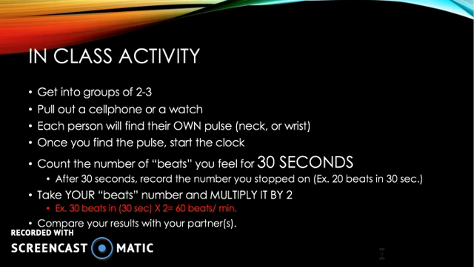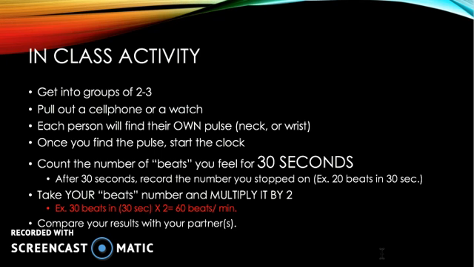After you get your number, record it on a piece of paper. Remember that it's whatever number you got in 30 seconds multiplied by 2, and that's your heart rate in 1 minute. So 60 beats per minute. Then switch with your partner. Your partner will count their heart rate, and you'll be keeping the time for them.